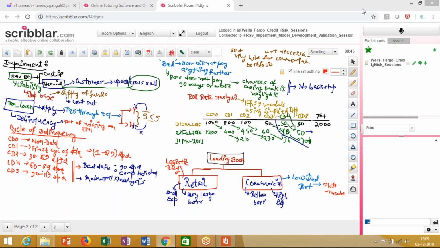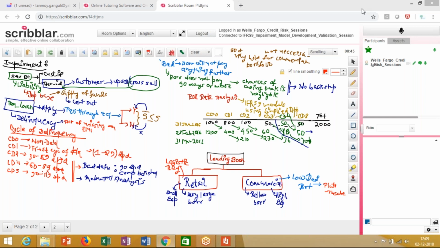Talking about credit cards or any such revolving products, these kinds of assets are an exception to the SPPI criteria that we talked about in the last class. However, IFRS 9 does have an approach to treat these assets.